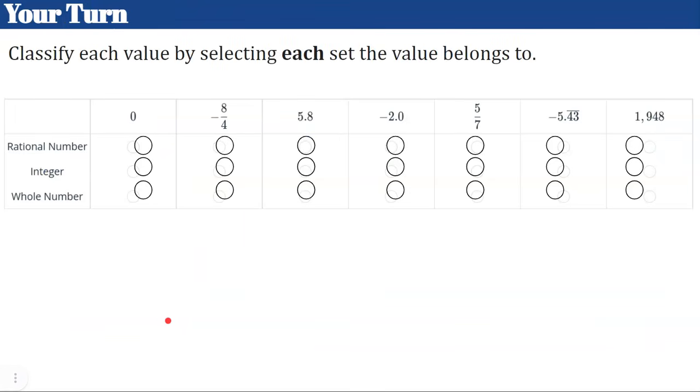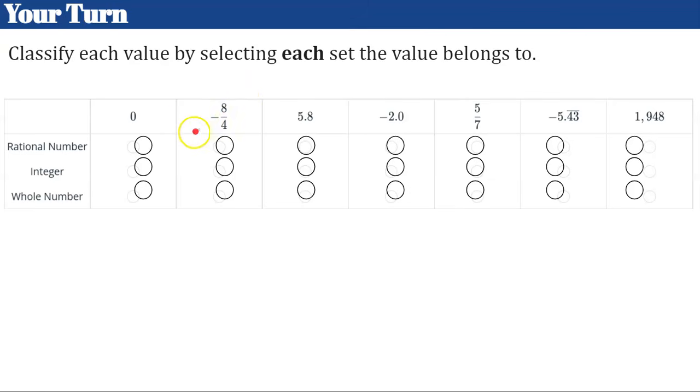All right, your turn. Now that we've reviewed this, I'm going to show you this example, and you have these values: 0, -8/4, 5.8, -2.0, 5/7, -5.43 repeating, and 1,948. I would like you to pause the video and determine which of these, you can just put it on your paper, is rational, integer, and whole, and you'll have to select each. So on some numbers, you might select all 3, some only 2, and some only 1. Go ahead and pause. Come back when you're done.